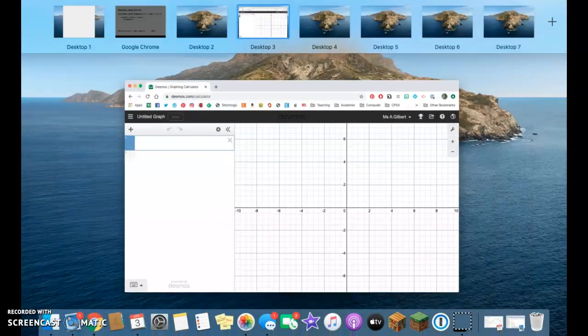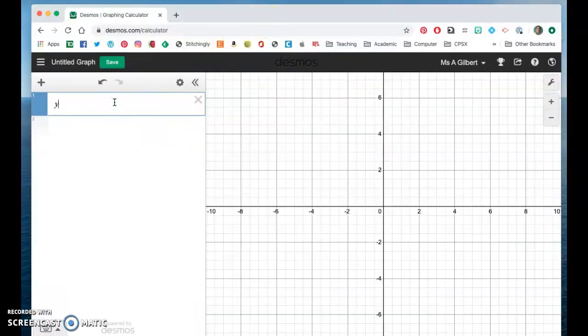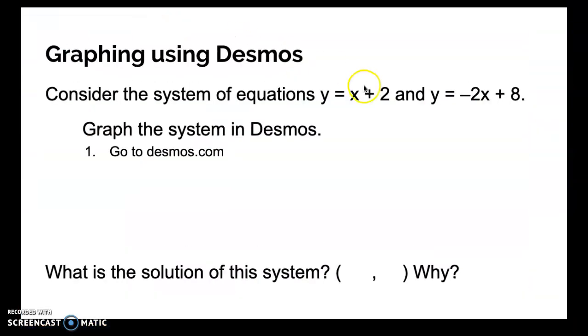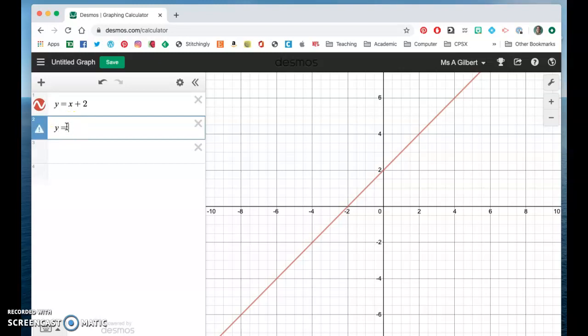So our first equation was y equals x plus 2. Once you've started graphing, you just type in y equals x plus 2. You can just use your keyboard and it graphs the line for you right there. Now to make a second box, you can either come up here and press enter, or you can click underneath the equation to get a new box. The next equation is y equals negative 2x plus 8. Type in y equals negative 2x plus 8. There we go. And now we look for the solution.